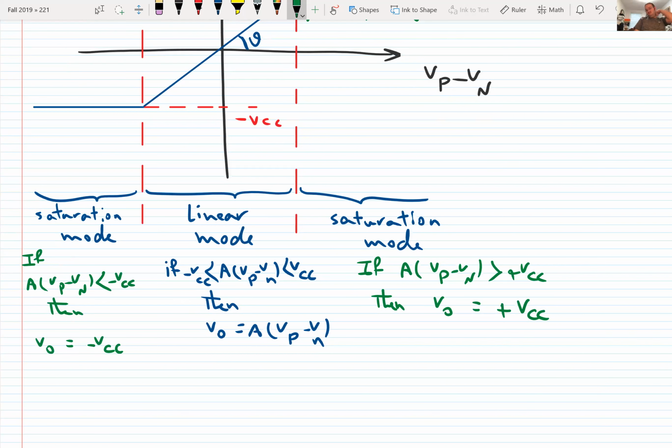We have an amplifier which works in two different regions. If it is in linear mode, the output is equal to gain times the voltage difference in the inputs. If we are in the saturation mode, the voltage in the output is either Vcc or negative Vcc. Any question?